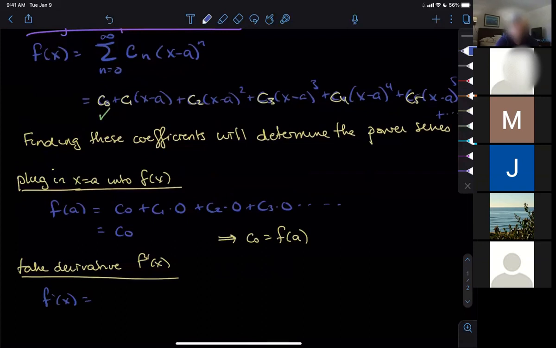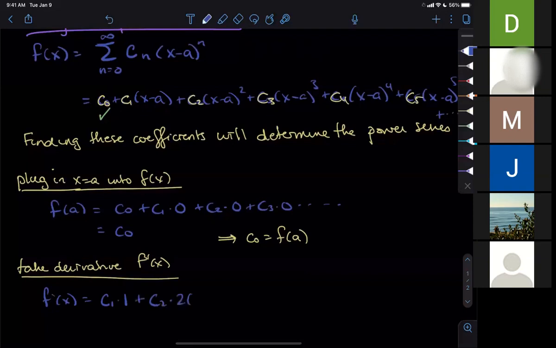And what happens here? Well, when I take the derivative, this constant goes away. And then here I've got constant times derivative of this. Well, the derivative of this is just 1, so I'm going to have C1. And I'm going to have C2 times the derivative of this, 2 times this thing to the 1 power, etc. I'm just using the power rule over and over. So the C0 goes to 0, and I'm going to have a C1 times 1, and then a C2 times 2(x minus a) to the 1 power, and a C3 times 3(x minus a) squared.